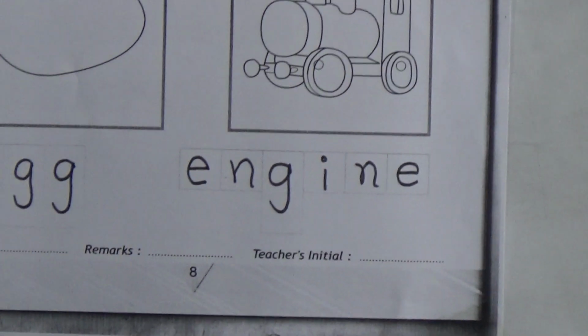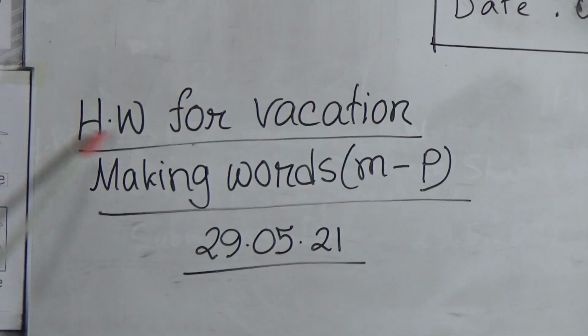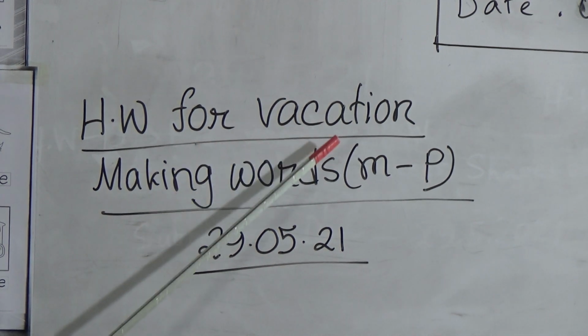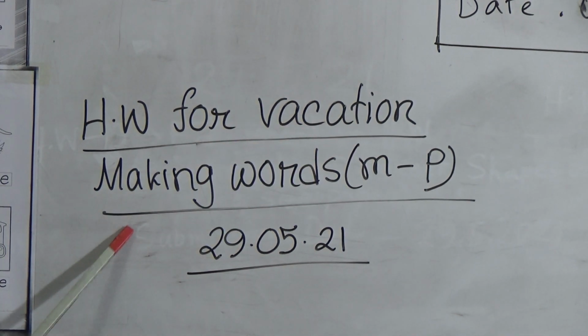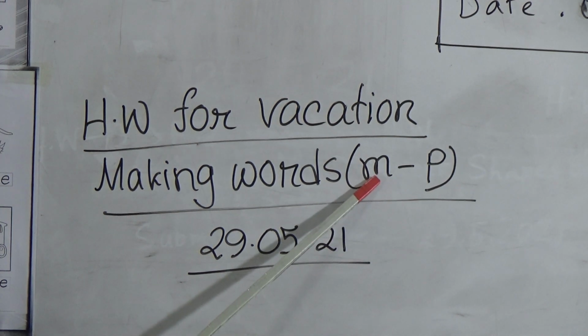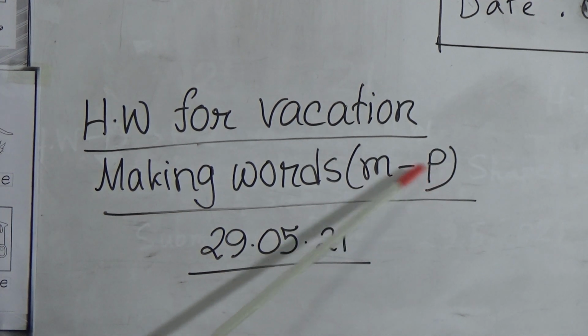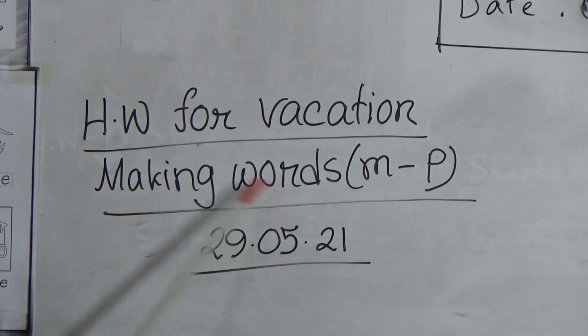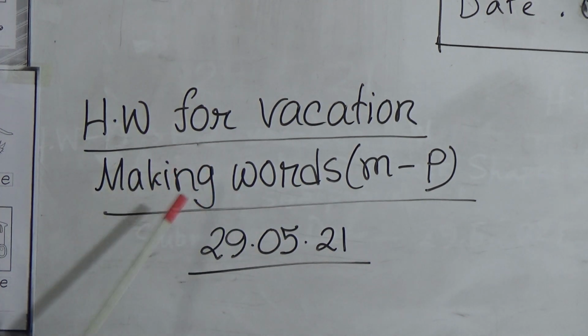Now students, just look, this is your SW for the Eid vacation. That's making words with M to P. That means from M to P. This is your SW for the vacation, and you have to submit your SW on 29th May 2021.